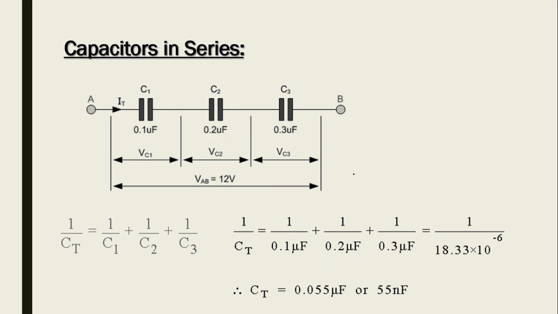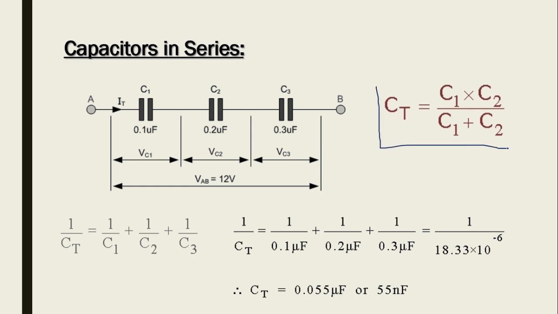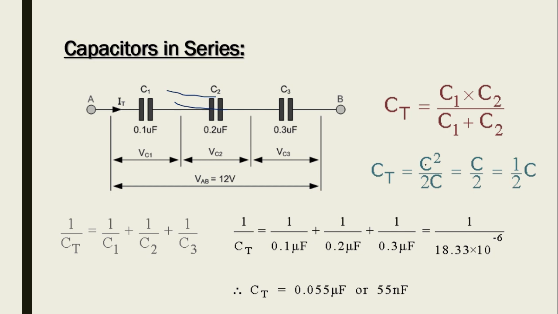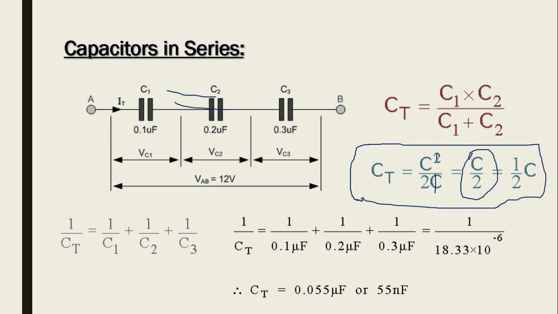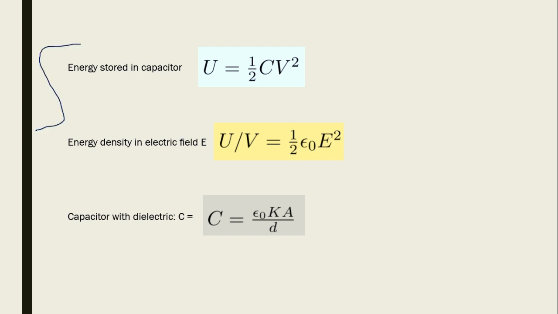If only two capacitors are given and we have to find the CT value, that is the equivalent capacitance, it will be given by C1 into C2 upon C1 plus C2. And if it is given that C1 is equal to C2, then the equivalent capacitance is given by CT equals C square upon 2C. If you cancel out this C with the C square, the remaining will be C upon 2. That is the equivalent capacitance of capacitors connected in series. You have to remember all these three formulas. These might be asked in your examination.